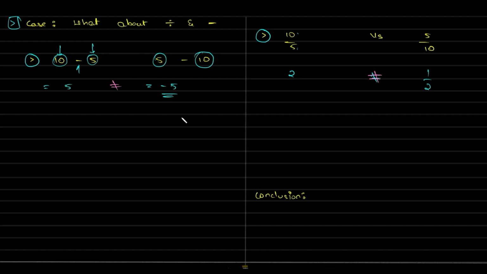A general thumb rule, right? So to conclude, commutative law holds good for addition and multiplication. It does not hold good for subtraction and division. Okay, so a small set of questions, and after that we'll learn distributive property and associative property.